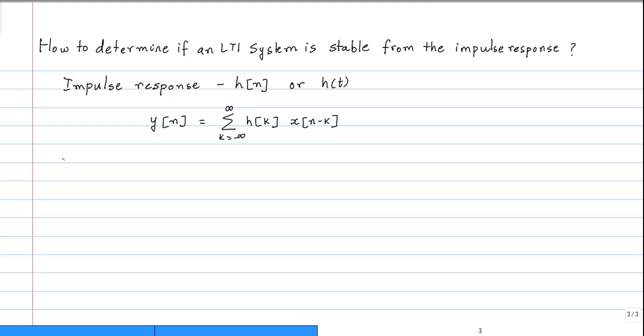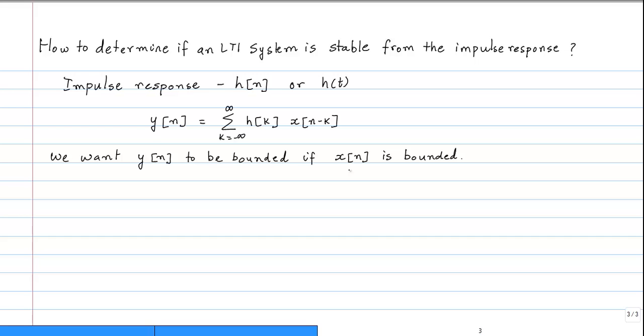Now what we want is the following. We want y of n to be bounded if x of n is bounded. Now notice that the condition on x of n being bounded is the same as saying x of n minus k is bounded. Or if the input signal x of n is bounded, it means the value of x of n at every n is bounded.